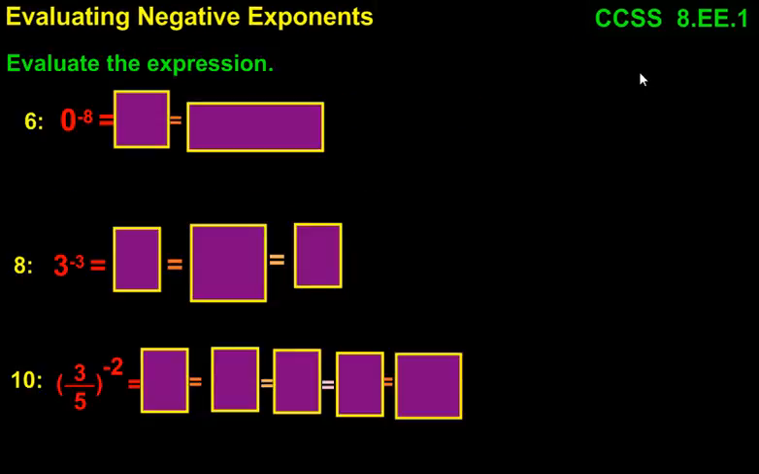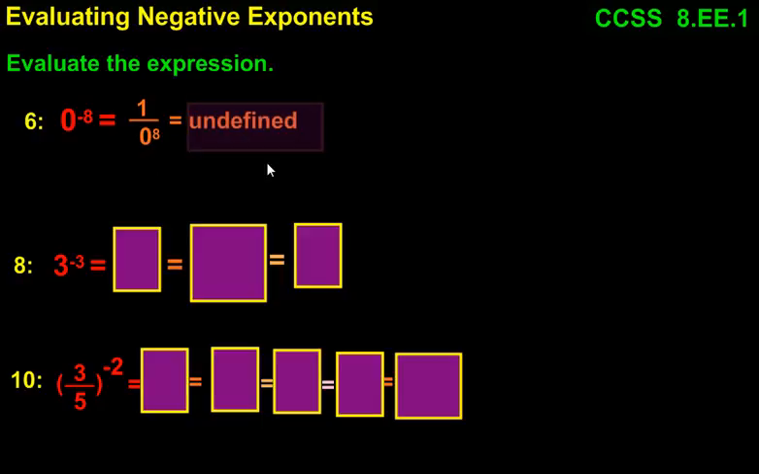So let's take a look at number 6. In number 6, we have 0 to the negative 8. We get the reciprocal of it, which puts it at 1 over 0 to the 8th. But you may have recognized that with 0 to the 8th, x is equal to 0, and that brings up what we just talked about, a situation where it is undefined.